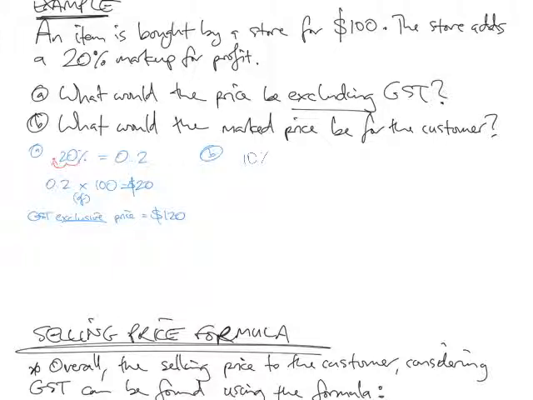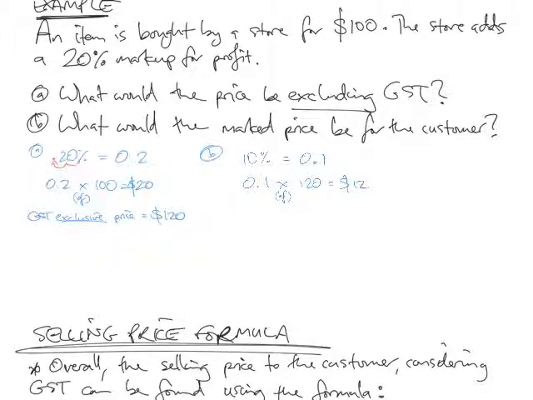So 10% is equal to 0.1. So 0.1 is a decimal representing 10%. So we need to find what 10% of, which is times, $120 is. And that is going to be $12.